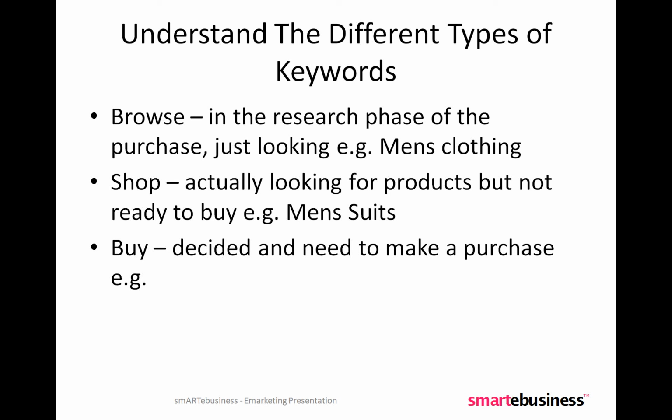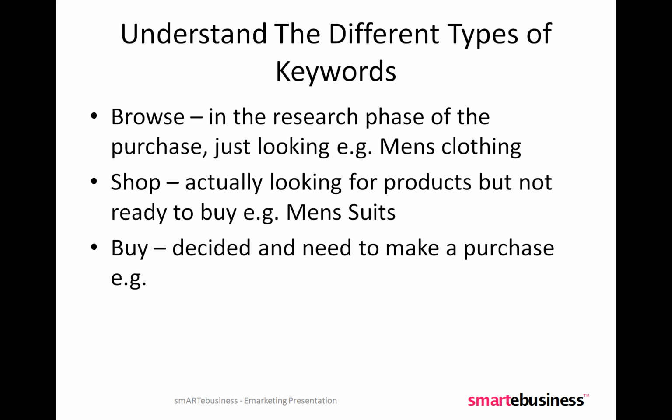So an example of a browsing keyword would be someone typing in men's clothing, and you can see that they don't quite know what men's clothing they want, and they haven't got very specific. They certainly don't know the article they're looking for, and they're certainly not looking at the prices of clothing. They're just getting an idea for what's out there. They're building up to a purchase. They're what we call warm leads.